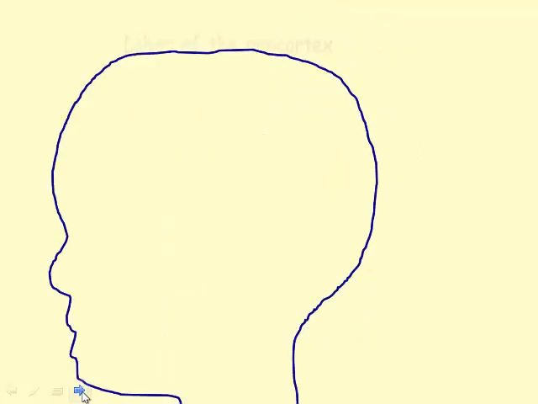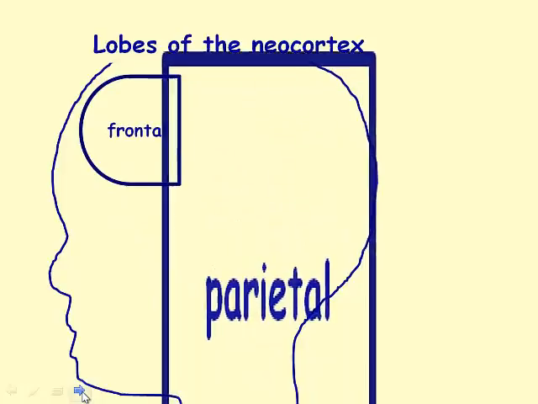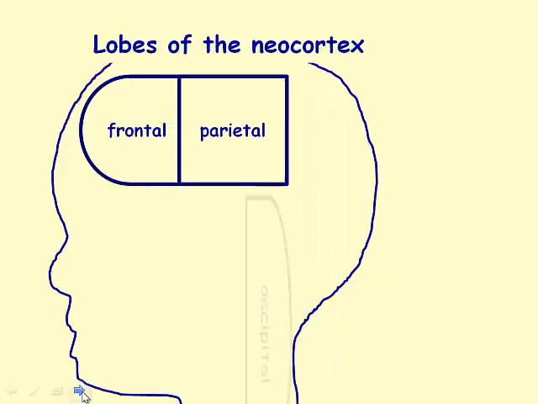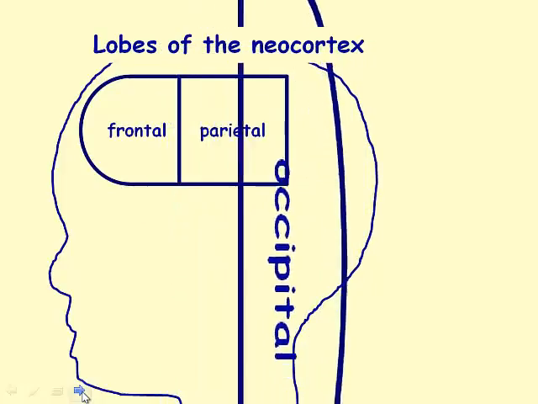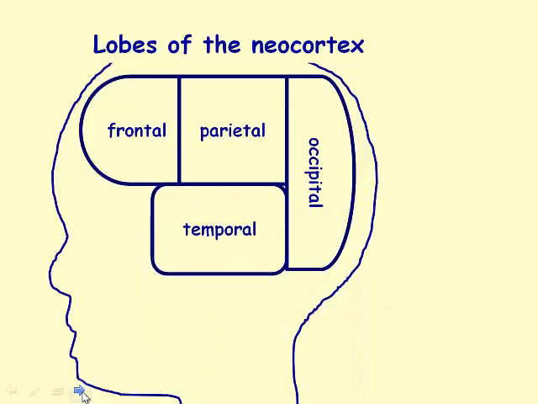Here is my drawing of the lobes of the neocortex. Remember, this is a thin covering around the limbic system that has specialized areas of functioning. The frontal lobe, the parietal lobe, the occipital lobe, and the temporal lobe.